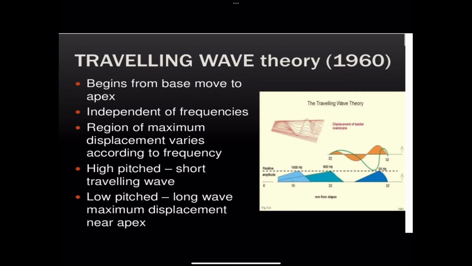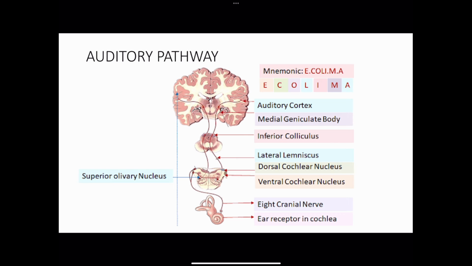Next, I will explain a little bit about the traveling wave theory. It is a theory that was introduced by von Békésy in 1960. He said that sound travels along the basilar membrane in a series of waves, and that these waves peak at different places of the membrane. He said that low frequency waves peak towards the end of the cochlea, while high frequency waves peak near the entrance or base of the cochlea.